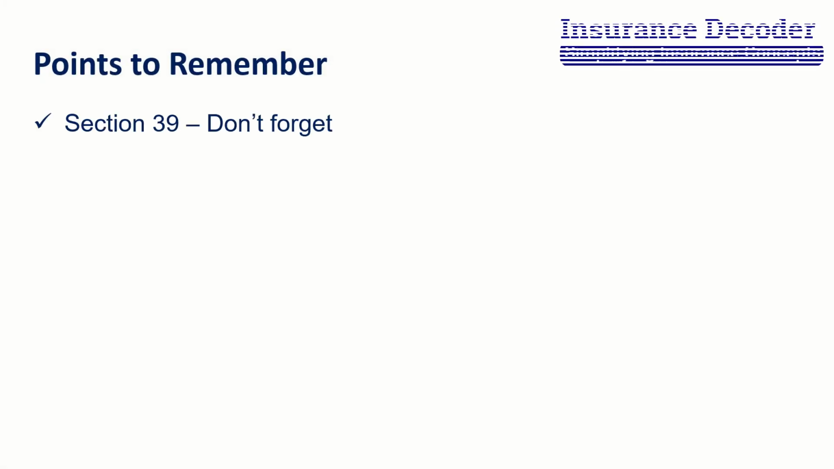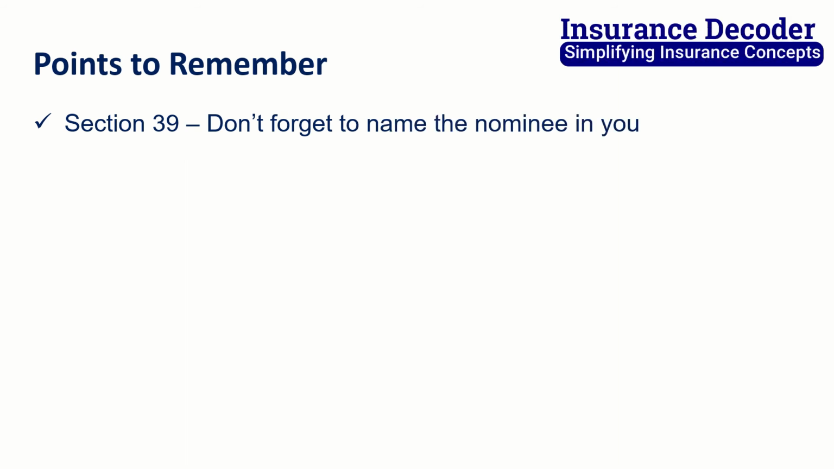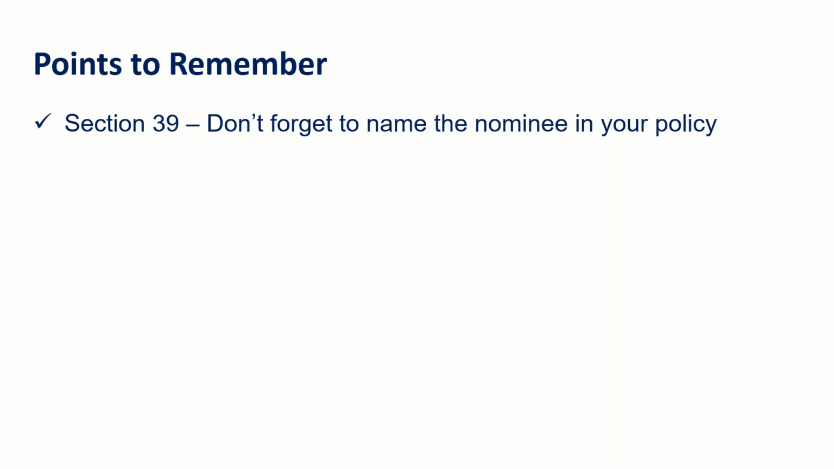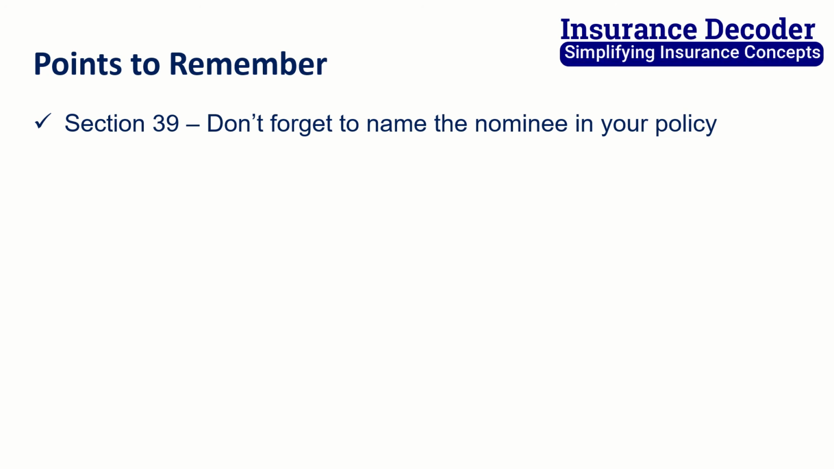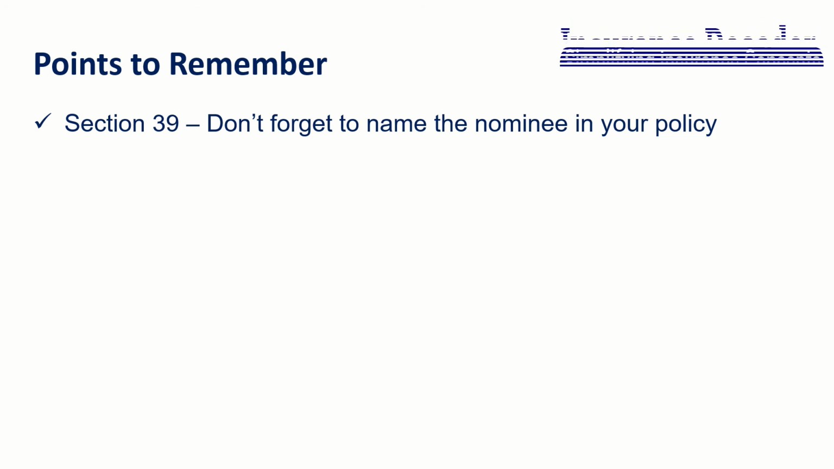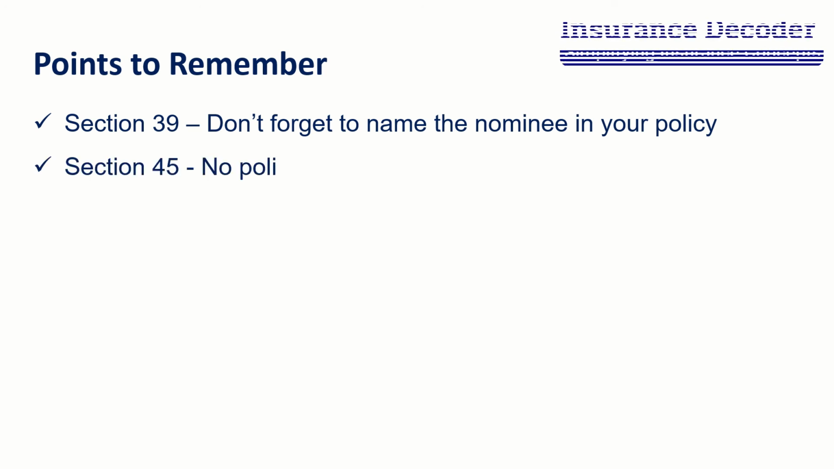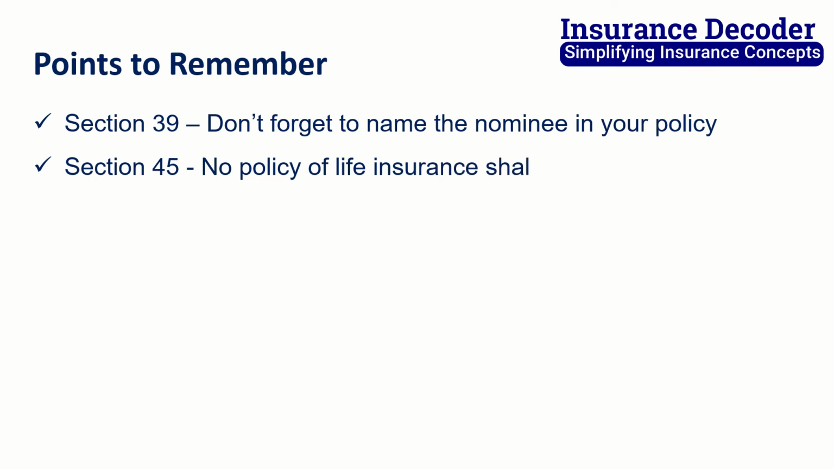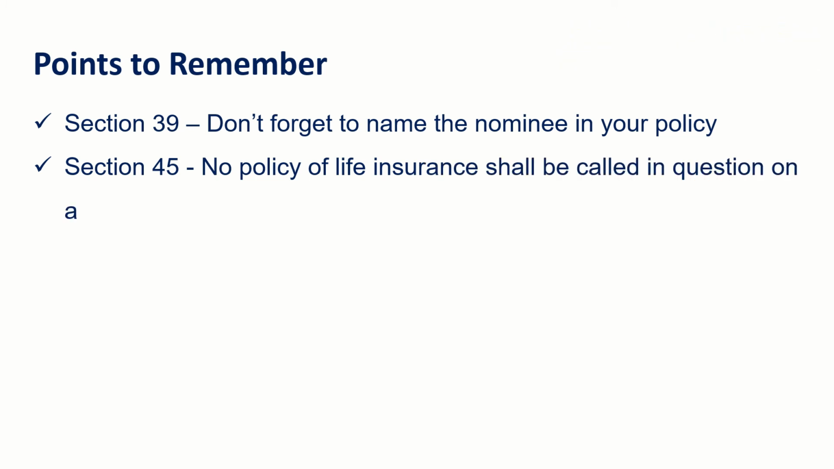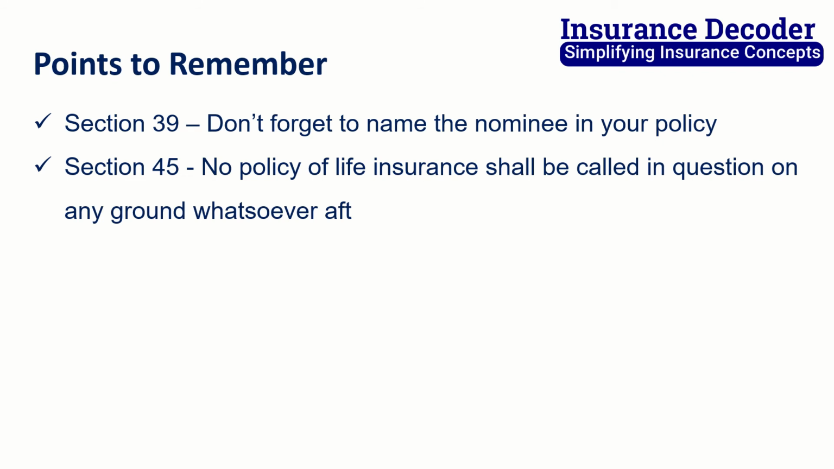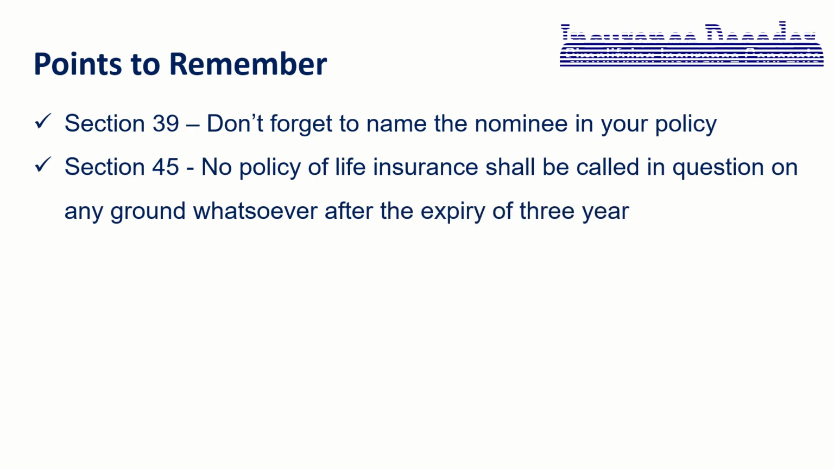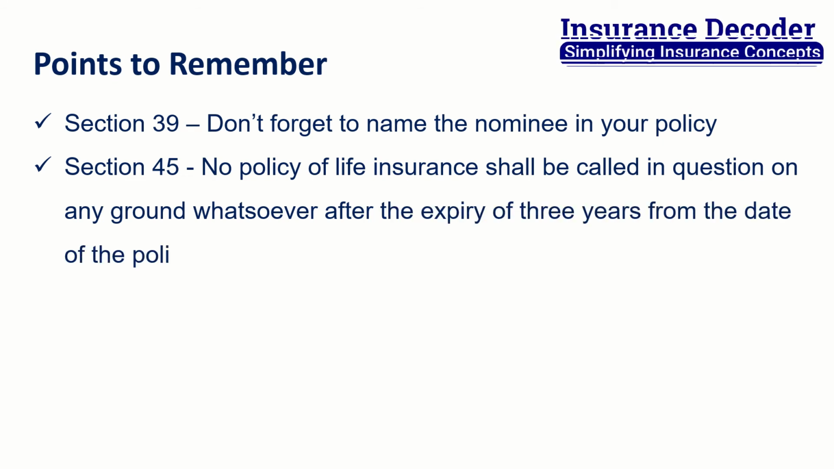Another point that you have to keep in mind is that as per section 39, you should make someone your nominee in your insurance policy. You should always keep that in mind, because without a nominee, there will not be any purpose of the term plan. And under section 45, if you buy a policy and after 3 years, the claim cannot be rejected if you have paid the premium completely.